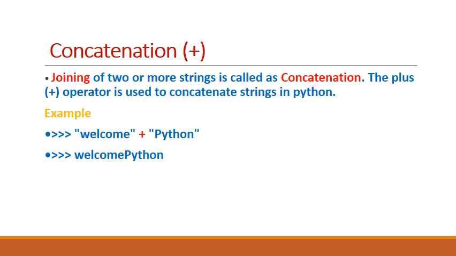First, concatenation. Concatenation means joining and the operator used is plus. Joining of two or more strings is called concatenation, and the plus operator is used to concatenate strings in Python. In the given example, we are joining the two strings welcome and Python using the plus operator. So we will get the output as welcome Python.